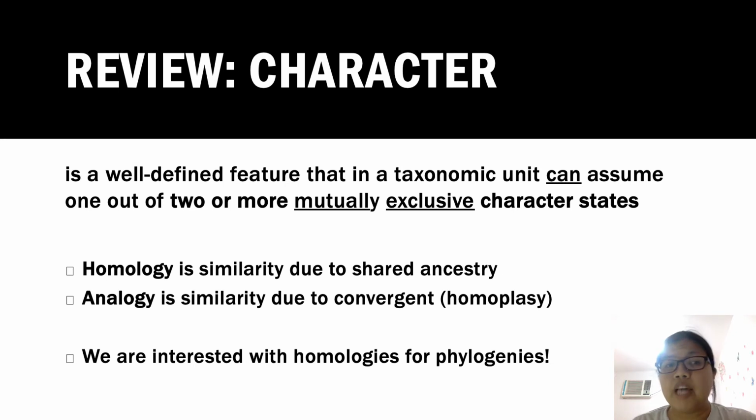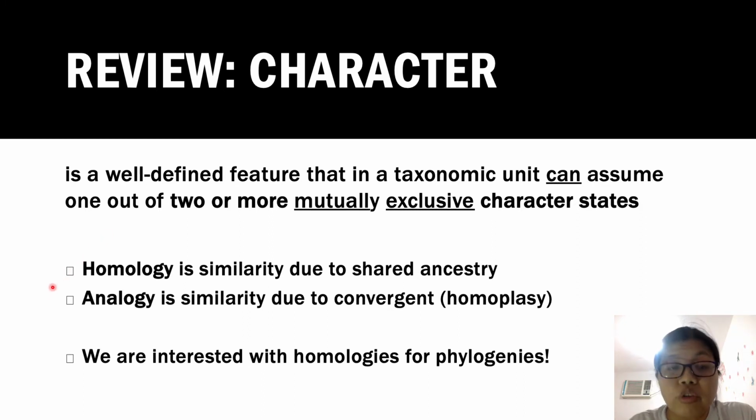Another review about character. When we say character, it's a well-defined feature in a taxonomic unit that can assume one out of two or more mutually exclusive character states. For example, color, white or black. So if it is black, it cannot be white. If it's white, it cannot be black. Okay? So there are two types of characters. We have the homologous character and analogous characters.